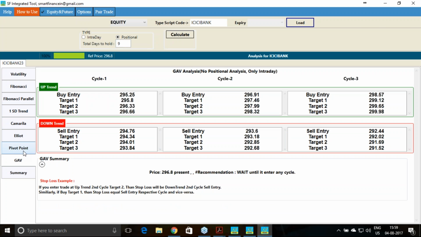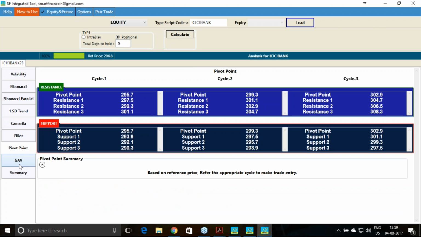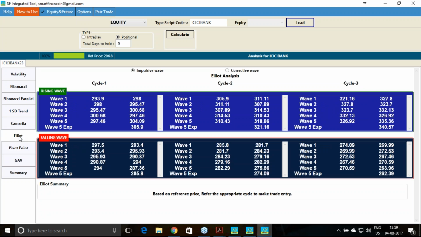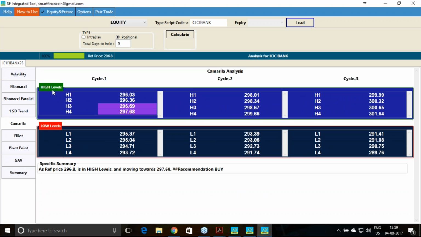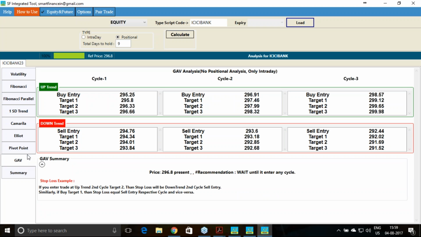So it is just an arrangement, because it loads from the GAV. GAV it calculates, pivot it calculates, Elliott it calculates, because a lot of calculations are involved in this. So it arranges from that GAV analysis. The GAV analysis doesn't have a positional analysis. So whatever intraday analysis it has done, it will be showing that. So it won't be showing the positional analysis.